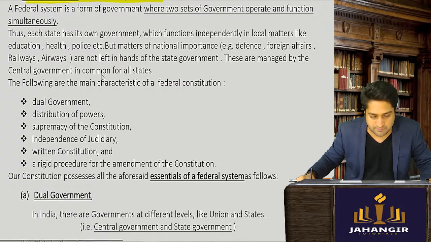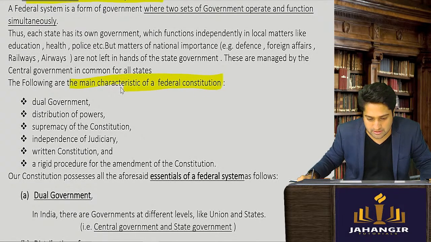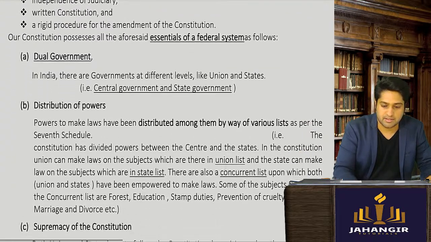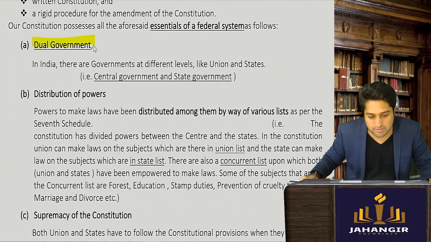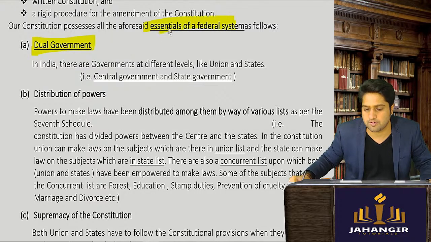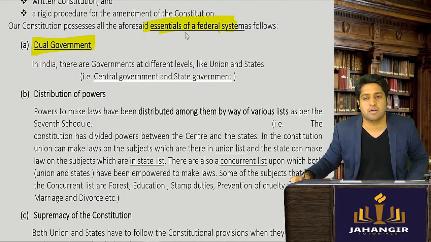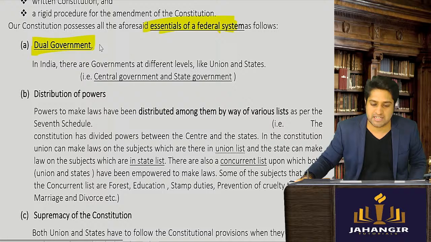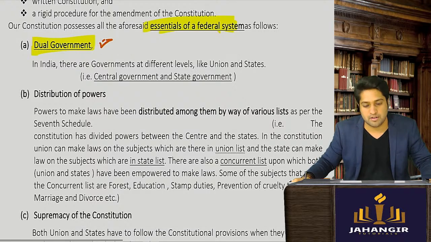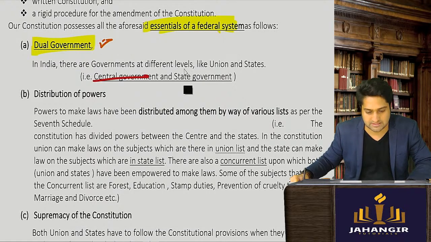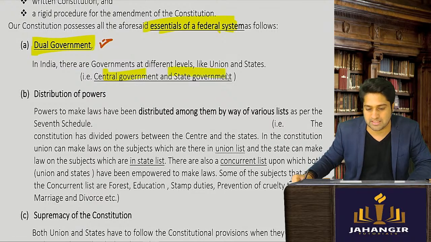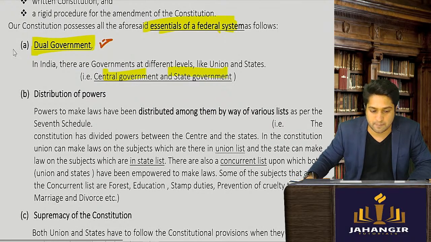So let's see. First, federal features. The main feature of federal is that we have a dual government. Essential features of a federal system: dual government. So yes, we have a dual government. We have the central government also and we have the state government also. So the powers are divided. This federal feature is there.